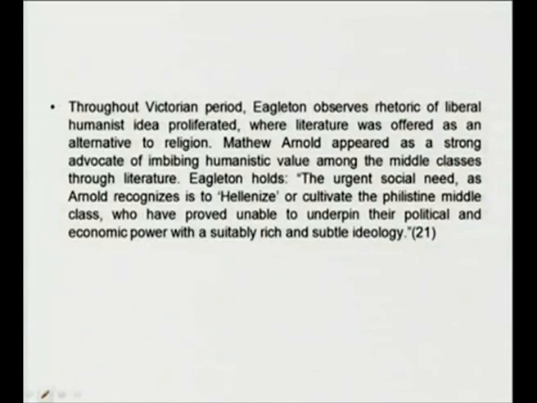So, what do we see? Through the Victorian period, after coming from the Romantics, we will be doing the Romantics, especially Wordsworth and Coleridge, Keats and Shelley, but even then if we come to Victorian England, England observes the rhetoric of liberal humanist ideas proliferating, where literature was offered as an alternative to religion. So, we have on the one side religion, on the other side literature. So, the alternative was literature. Matthew Arnold appeared as a strong advocate of imbibing humanistic values among the middle class through literature.